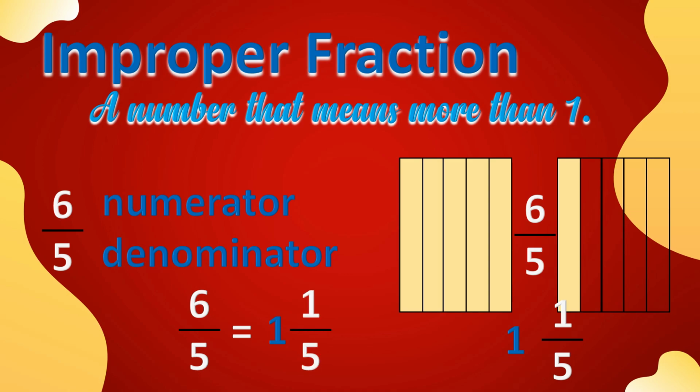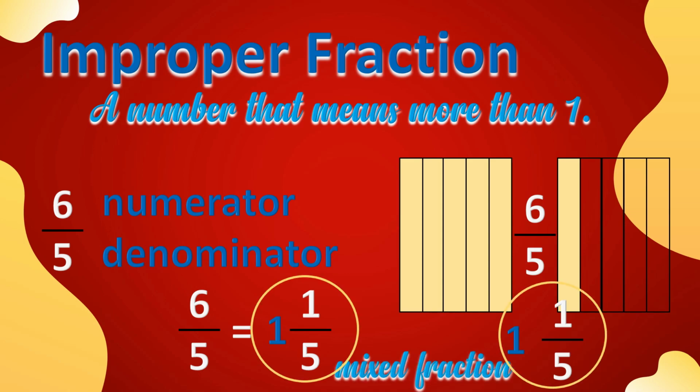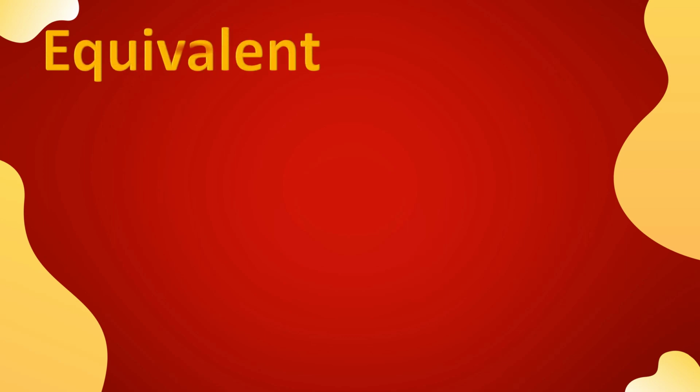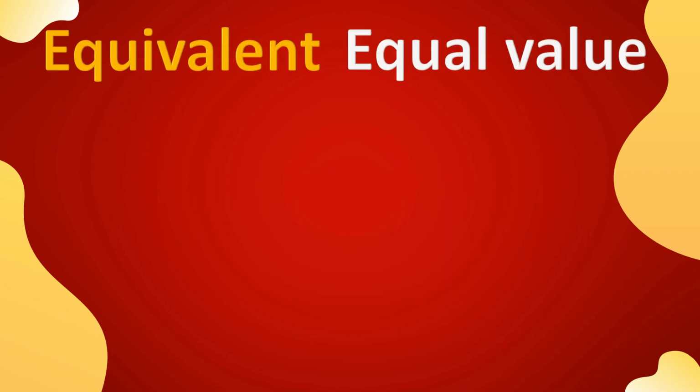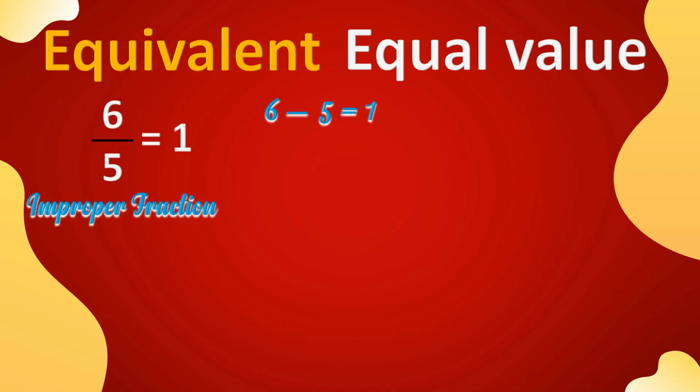Diba? Parehas lang yung picture natin, pero iniba natin yung pagkakasulat. So, yung 1 and 1/5 ay tinatawag natin na mixed fraction. So, ibig sabihin, yung 6/5 and 1 and 1/5 ay equal or equivalent. Equivalent siya ng isa't isa. Equal value siya ng isa't isa. Equal value si 1 and 1/5 ng 6/5 or 6/5 equal to 1 and 1/5. Kahit alin ang mauna, they still equal.